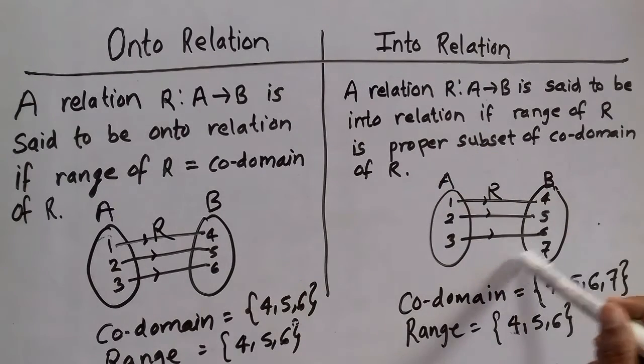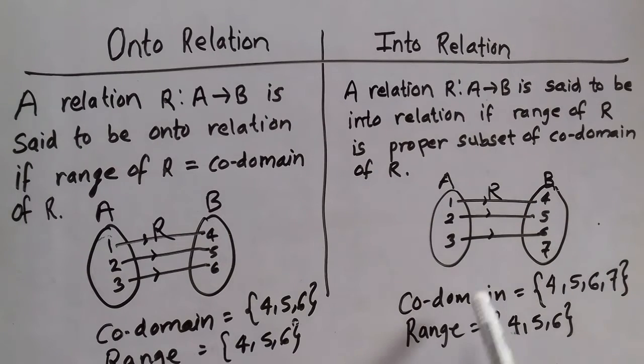an into relation if the range is a subset of the codomain. Here we can see one element is less in the range than in the codomain. Here the number of elements is 3, and in the codomain the number of elements is 1, 2, 3, 4. But another thing we have to remember is that the elements are also the same, but only one extra element is present in the codomain.